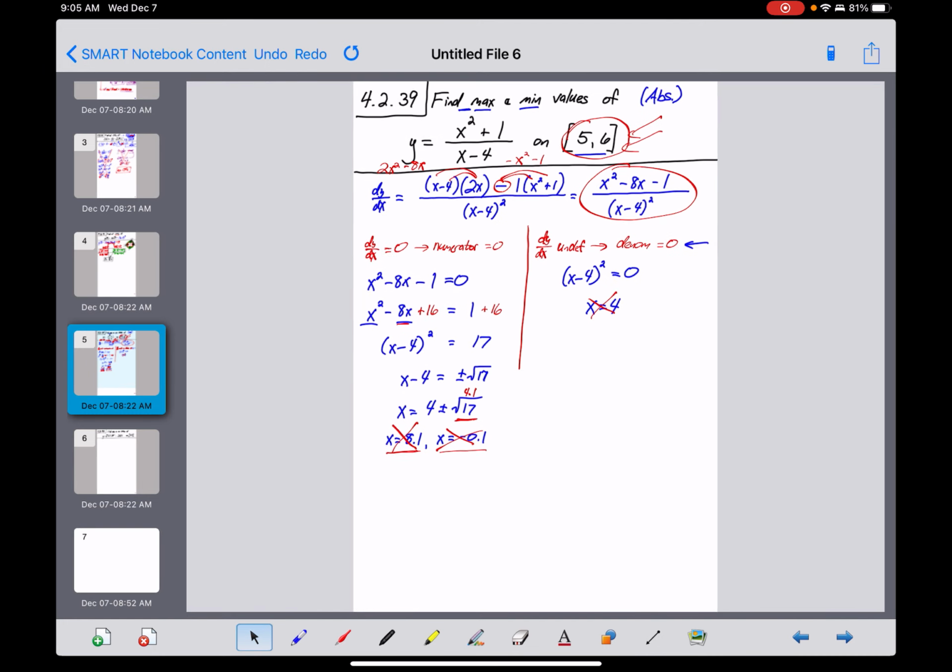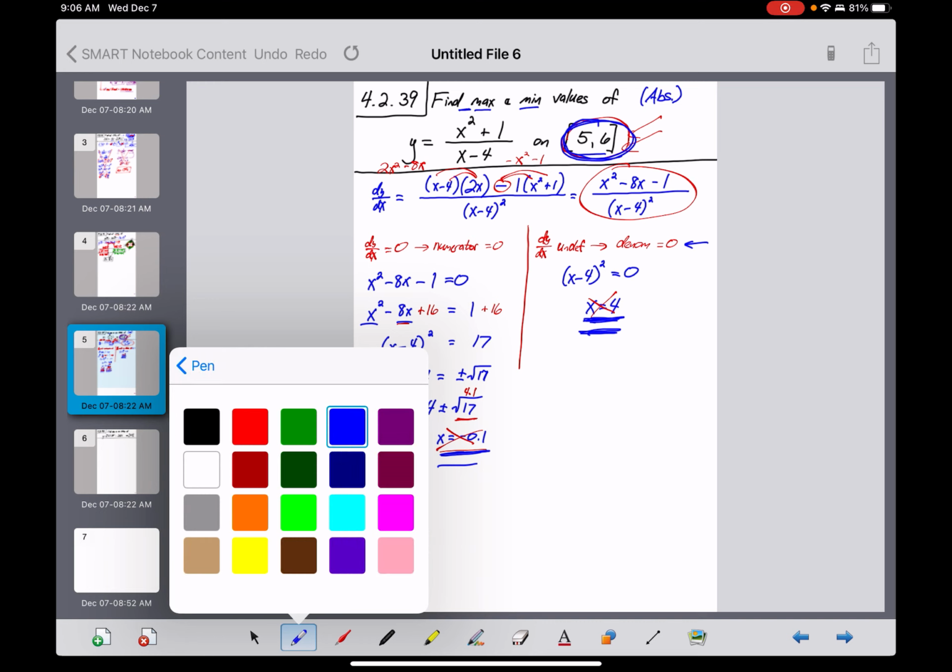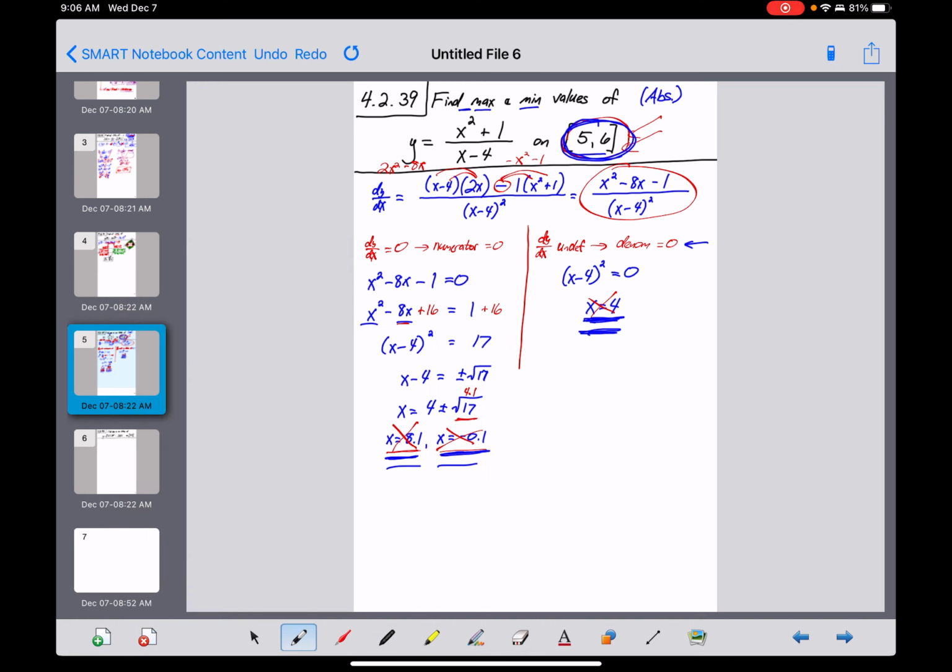So let's be clear. Did we find critical points? Yes. This one right here, this one right here, and this one right here. These two values make your derivative 0. This value makes your derivative undefined. However, we only care about what's happening within this particular domain of values right here from 5 to 6. So back to the overall question here, find the max and the min values of this function on this interval. Those max and min values can only occur at critical points or endpoints. And even though we did find critical points, none of them were in the domain of this function from 5 to 6.